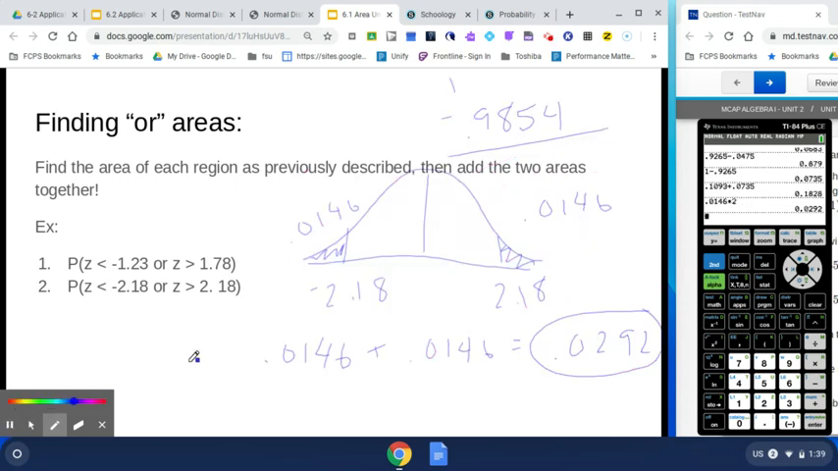Okay, the results of number 2 are shown here. We look up negative 2.18 on our negative z chart, and we get 0.0146. Notice that we have a positive 2.18 on this side. So if you look that up on the positive z chart, we get 0.9854. But when we take complement rule, we're right back at that 0.0146 number. This makes sense, guys, because the graph is symmetrical. So the area on the left is going to match that area on the right. So we're adding those two areas together or just multiplying it by 2. We get a final answer of 0.0292 or 2.92%.